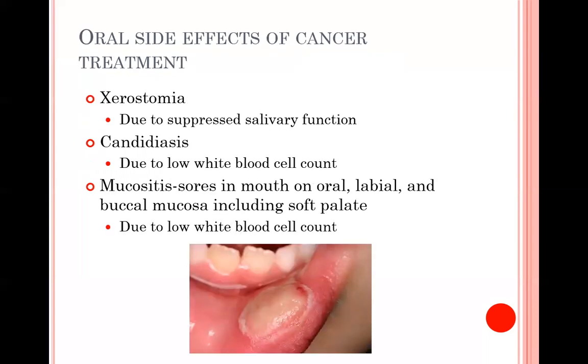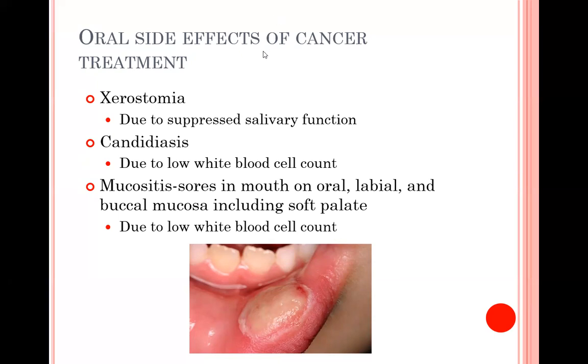Oral side effects of anti-neoplastic treatment or cancer treatment. Xerostomia is a big one. Xerostomia for sure. Candidiasis, big, and mucositis. Big. Those are the three main oral side effects. So we have to prepare our patients for that through education before they go into cancer therapy, but also be prepared for possibly getting contacted by an oncologist to help them.